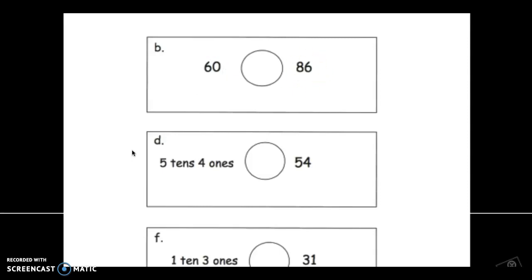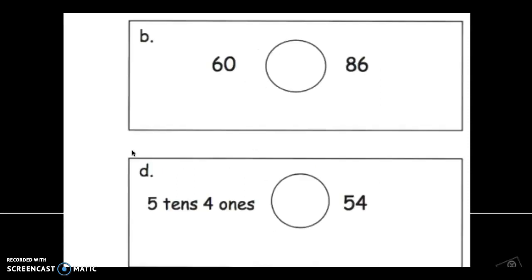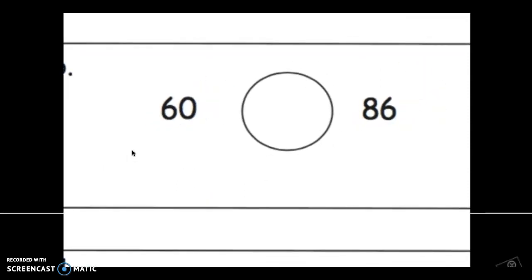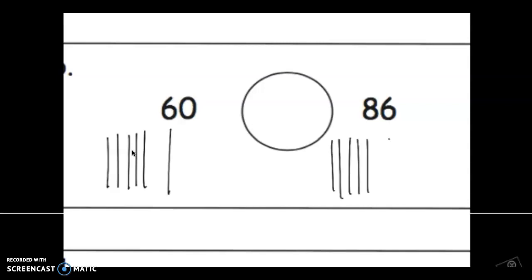Now, parents and teachers, if you want, and I'll zoom in on this, you may need to use those quick tens. For example, 60 is 6 tens and no ones, while 86 is 8 tens and 6 ones. So you may want to use the quick tens so that we see that this is 6 tens while this is 8 tens. But you don't have to.